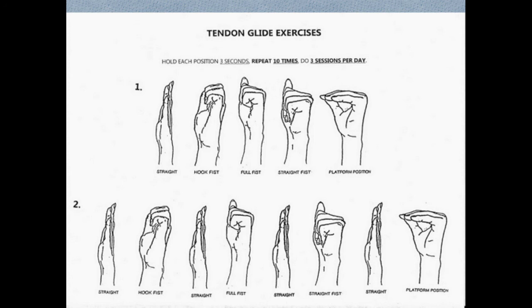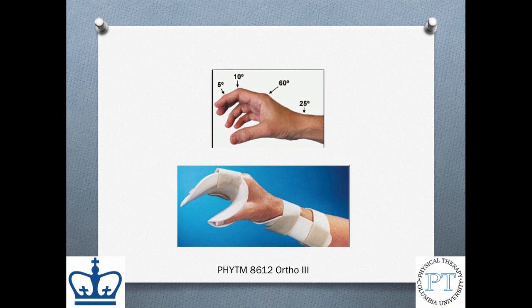The second line there is just giving some interim steps, so you go from straight to a hook fist, then back to straight, to a full fist, then back to straight, then a straight fist, then back to straight, and a platform position. And here, once again, we're showing you the functional resting position to place an individual in, that will minimize the deleterious effects of immobilization.